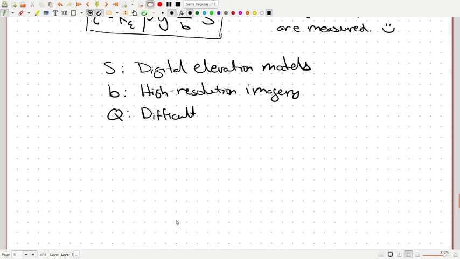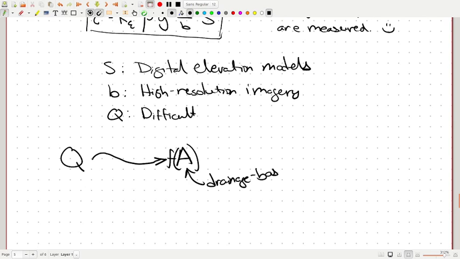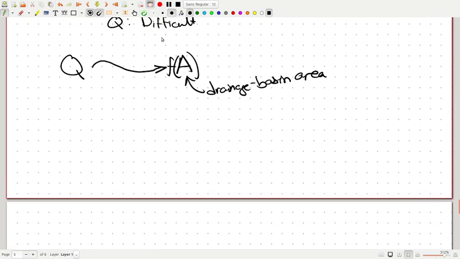So what we might want to do is convert the discharge into something that we can measure easily from a digital elevation model. I'm going to say that we want to convert discharge into some function of drainage basin area. And why is that? Well, if I have a drainage basin, I'm going to draw this in green on the ground, like so, that has some stream channels carving through it, flowing, coming together, and so forth.